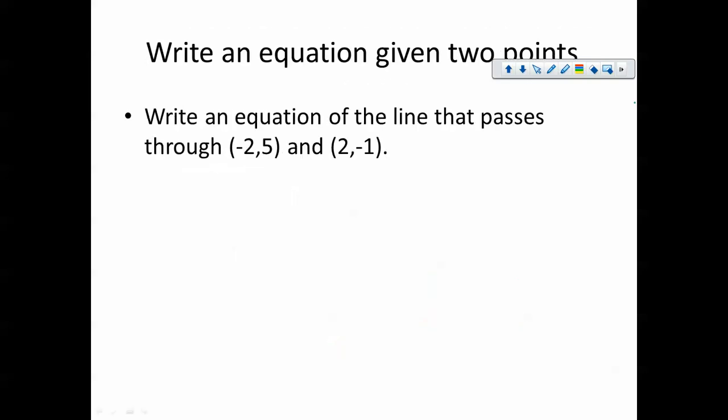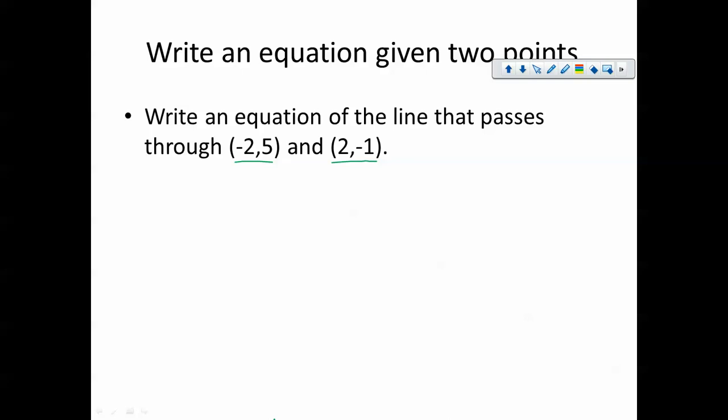So, next example. Write an equation given 2 points. We kind of did this yesterday. However, yesterday one of the points they gave us was the y-intercept. Notice that today neither of these points is the y-intercept. So we're going to have to do a little bit of additional work. But let's follow that same 3-step process that we started in the beginning.